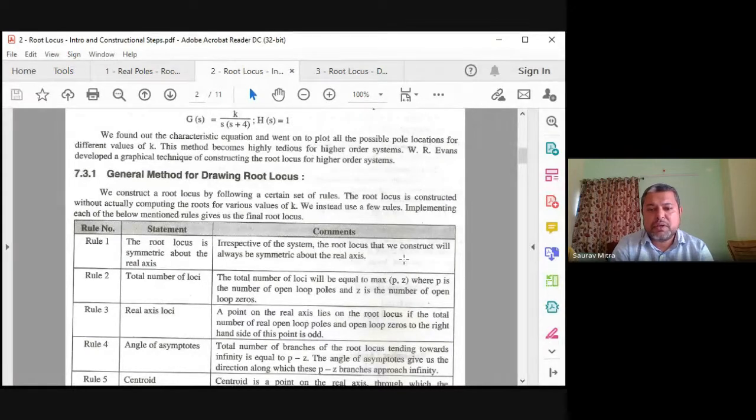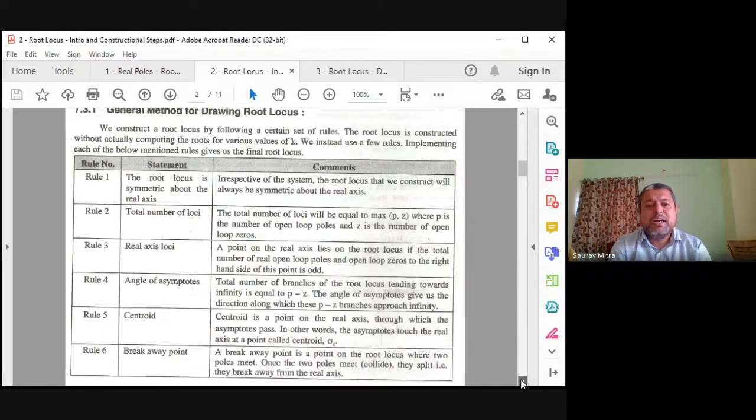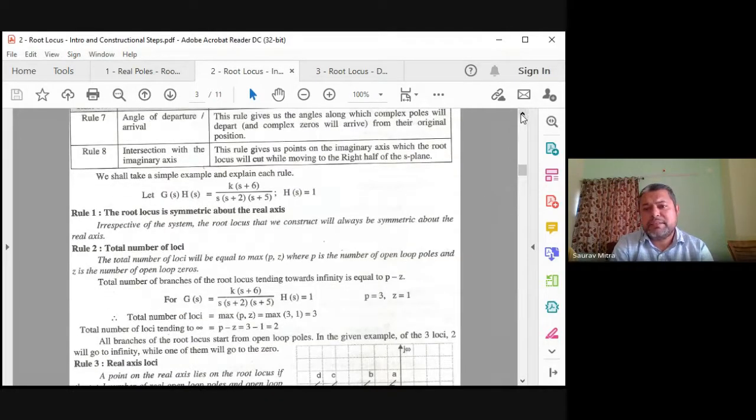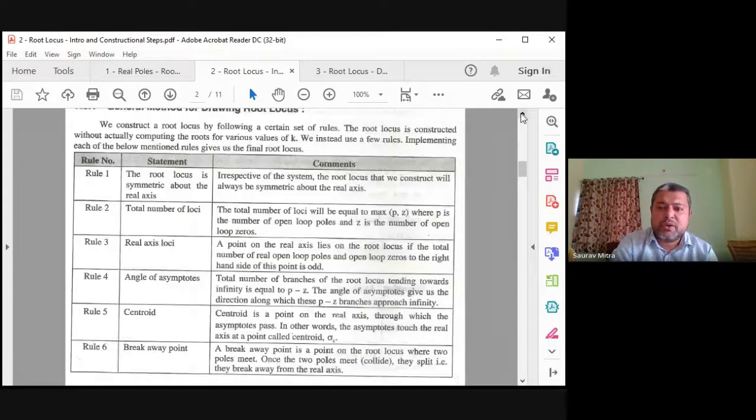The total number of loci will be equal to max of p comma z, where p is the number of open loop poles and z is the number of open loop zeros. This is a little confusing, so what you have to say is the total number of loci will be p minus z, or it can be z minus p also. Some numericals can have many zeros, and you have to find out what p minus z is. Though p minus z may come negative, you have to take the mod of that. That will be the number of loci, or that many paths you have to draw.